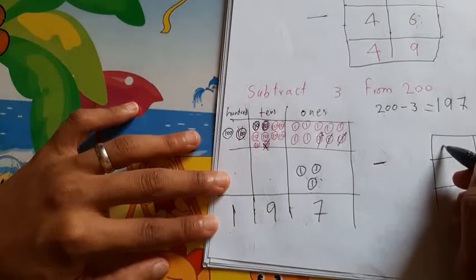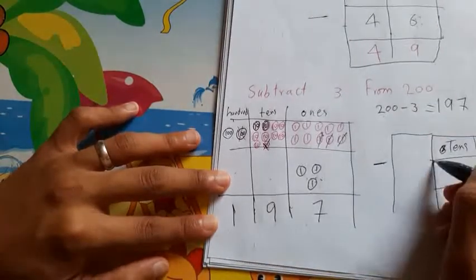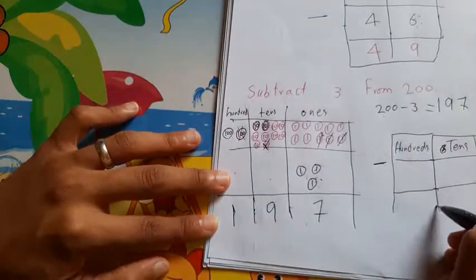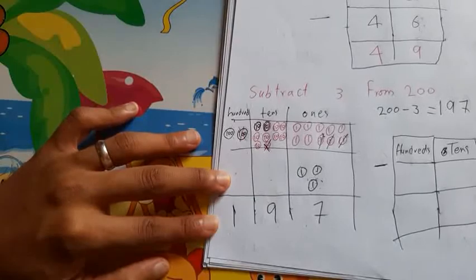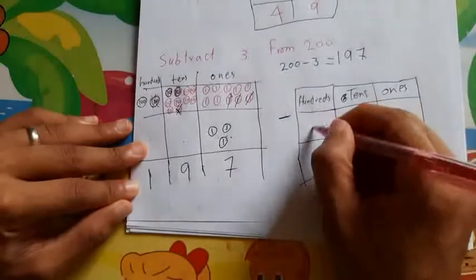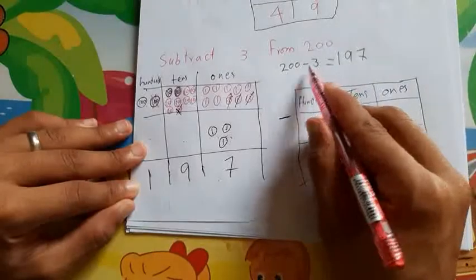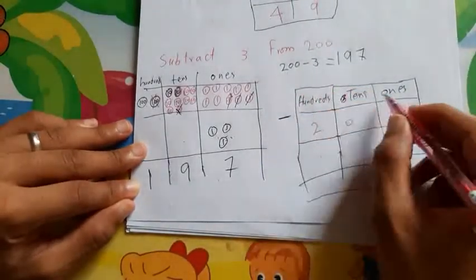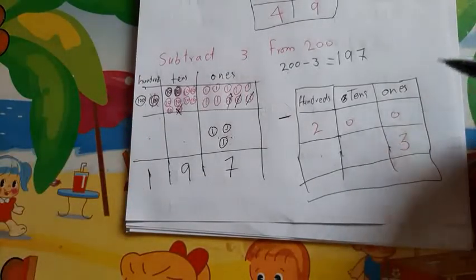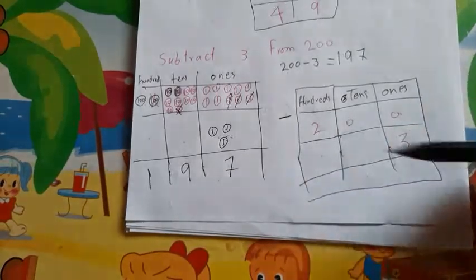So let's try another way to subtract. Here is ones, here is tens, and here is hundreds. Okay, I have 200s. I have minus 3 in the ones, right? So I'm going to say 0 minus 3, 0 minus 0, 2 minus 0.